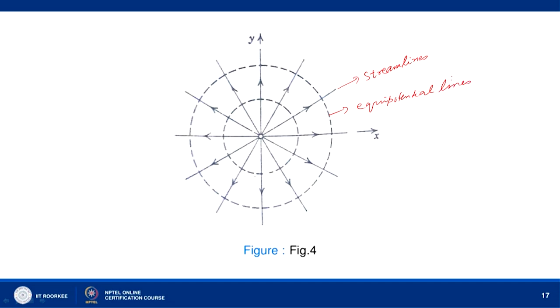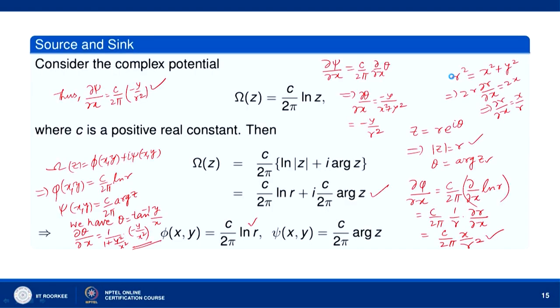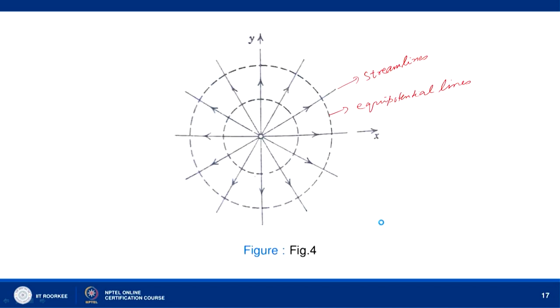This we can see here also, you can see we have phi x y equal to constant. When you take phi x y equal to constant, c over 2 pi is a constant, okay, so ln r will be a constant, and ln r is a constant when r is constant. Okay, phi x y equal to constant implies that r is constant, and psi x y equal to constant implies arg z equal to constant, that is theta equal to constant. Okay, so phi x y equal to constant means c over 2 pi ln r is a constant, and which implies that r is a constant. Okay, r is constant means concentric circles. Okay, so these are equipotential lines.